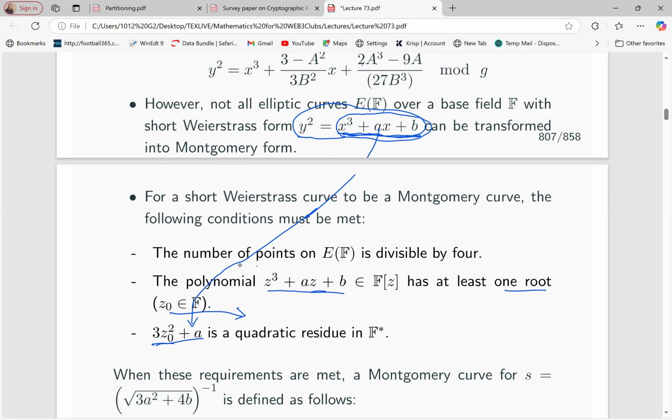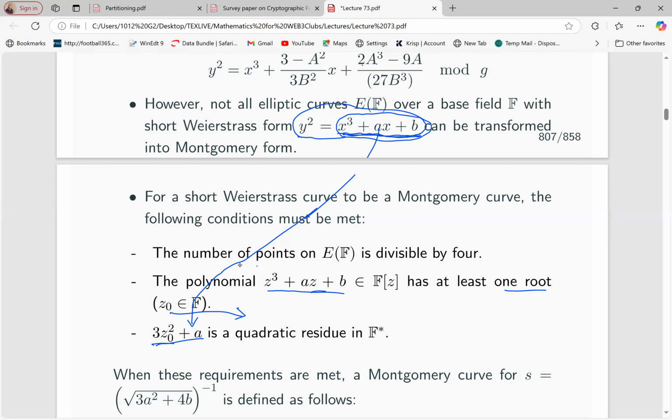then this equation has met all the conditions. This Weierstrass form has met all the conditions. So the first condition was, look at how many points it has. Are they divisible by 4? If they are, proceed. Take the polynomial on the right side, equate to 0. Can you get a root? Can you solve for x?